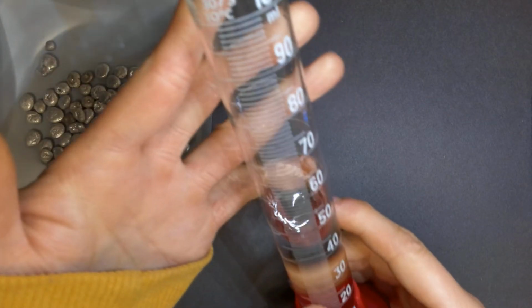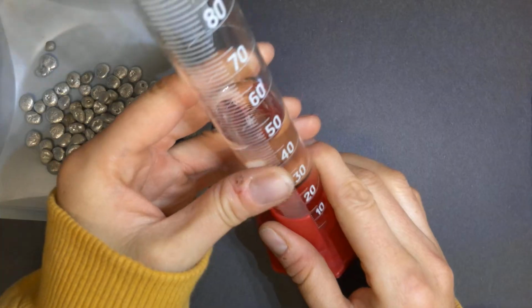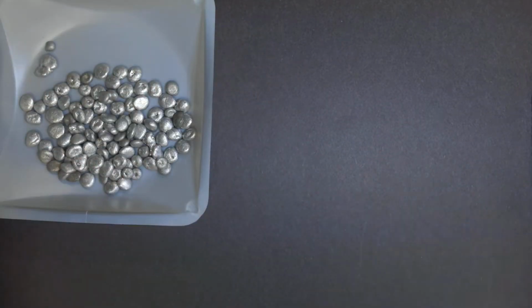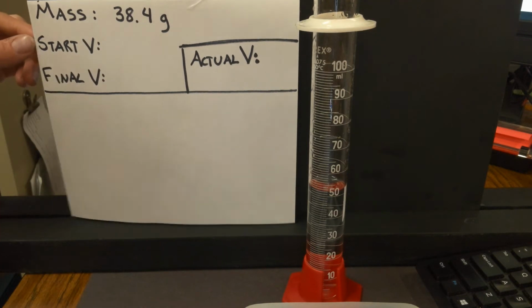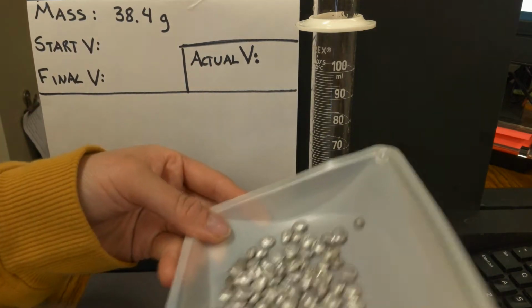All right, so I went ahead and I filled it up. It's between 50 and 60. I'm going to go ahead and adjust my camera so that it's easier for you to see what I'm doing next. All right, so you can see that I already recorded my mass, and I have a space for my starting volume, my final volume, and then the actual volume of all of these pellets.